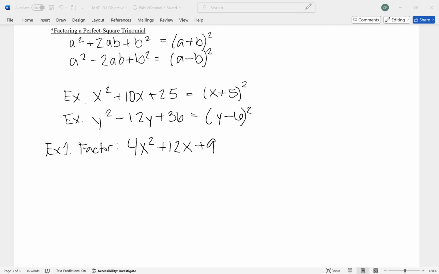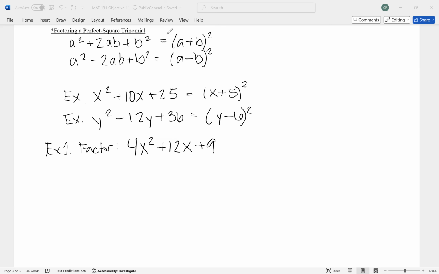For part 2, we're going to look at factoring a perfect square trinomial, okay? In order to do this, the previous knowledge we need to know is that a squared plus 2ab plus b squared equals (a plus b) squared. Also, a squared minus 2ab plus b squared equals (a minus b) squared, okay? So remember, we're going backwards, okay? In the previous objectives, we were multiplying. Now we're going backwards and we're factoring and breaking it down, okay?